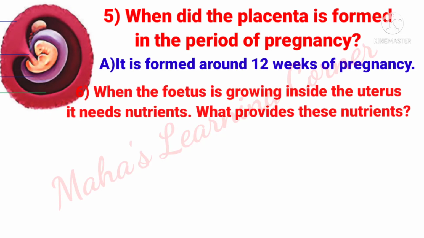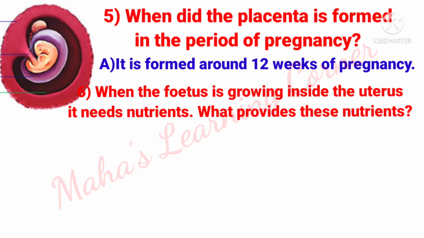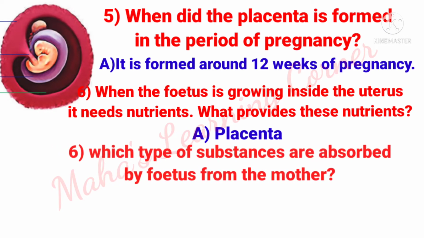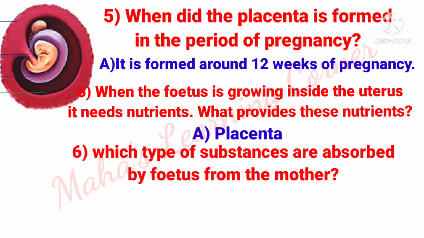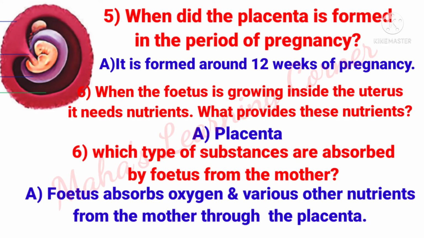Next question. When the fetus is growing inside the uterus, it needs nutrients. What provides these nutrients? Correct answer. Placenta. Next one. Which type of substances are absorbed by the fetus from the mother? Correct answer. The fetus absorbs oxygen and various other nutrients from the mother through the placenta.